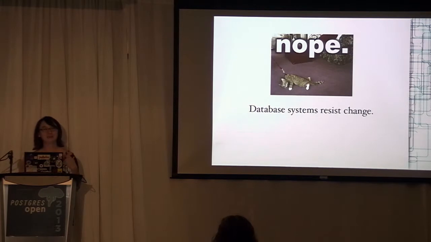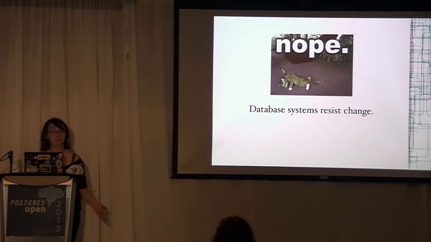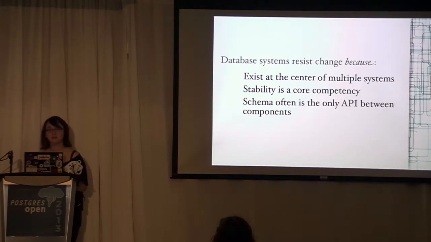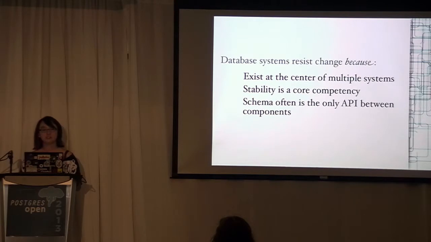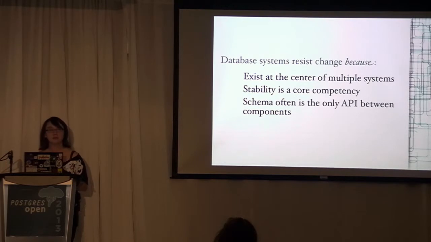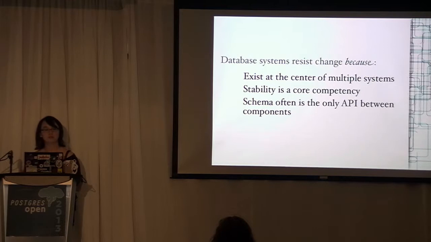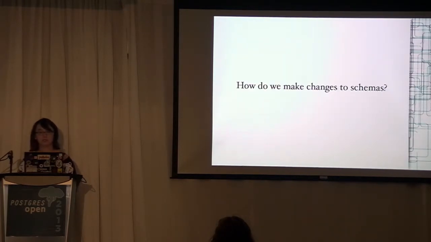Database changes really resist change, and there's actually some really good reasons for it. I mean, I think that cats really should walk on leashes, but databases are different. And they resist these changes because they exist often at the center of lots of different systems. And stability is a core competency. Like you don't want your database changing all the time and crashing, that sucks. And oftentimes the schema is this only API between lots of different components. And because of that, you end up being responsible for lots of things that you really probably shouldn't have been your responsibility, but you're working on the database, so they are.